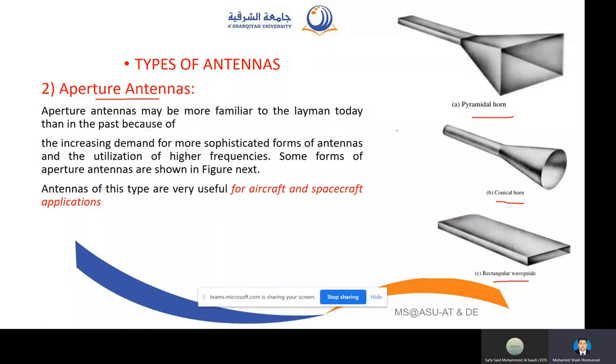For example, what do I mean by directional? So let's say I have a coordinate system like this: X, Y, and Z. This is the three-dimensional spherical coordinate system. Okay. If my antenna is located at the center of this spherical coordinate system, let's say I have this horn antenna located here.